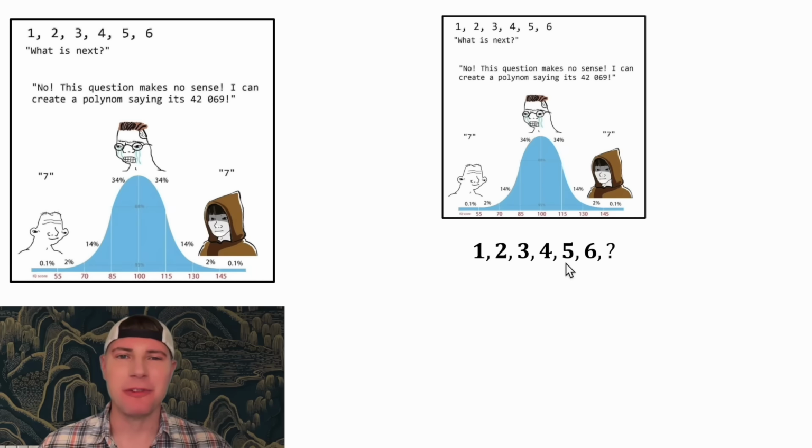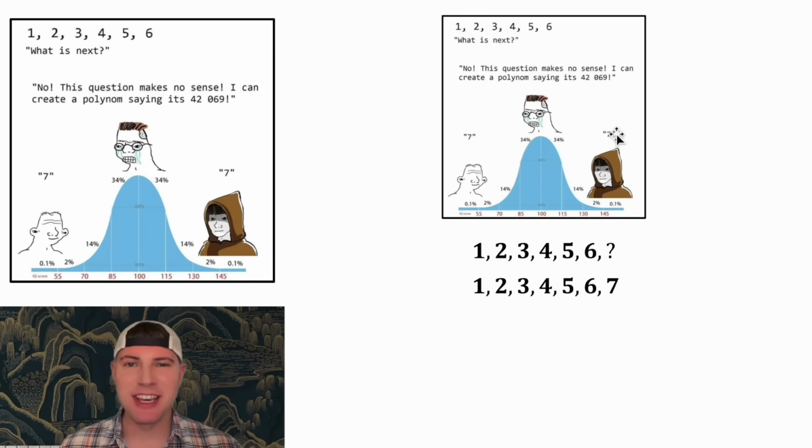Hey guys, this looks like a fun one. We're given a pattern of 1, 2, 3, 4, 5, 6, and it's asking what is next. A lot of people would say 7, and that makes sense because you're increasing by 1 each time.